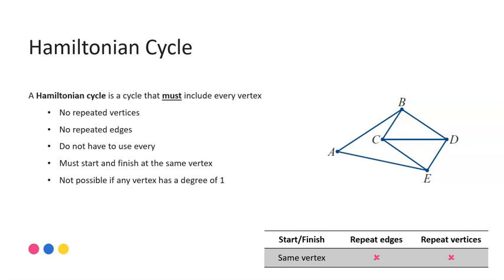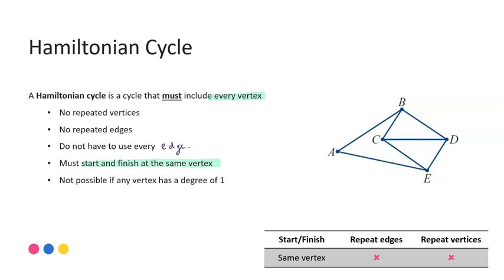The final one we're looking at now is a Hamiltonian cycle. So a Hamiltonian cycle includes every vertex, and we must start and finish at the same vertex. So again, no repeated edges, no repeated vertices. You do not have to use every edge. And there is one little hint that you can look at.